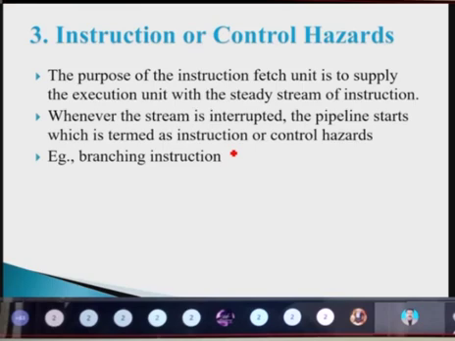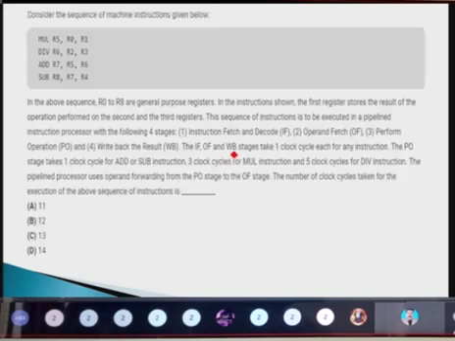Next are instruction or control hazards. The purpose of the instruction fetch unit is to supply the execution unit with a steady stream of instructions. So whenever the stream is interrupted, the pipeline will stall, which is termed an instruction or control hazard. For example, our branching instructions, we saw BNE and so on, will come under these hazards.